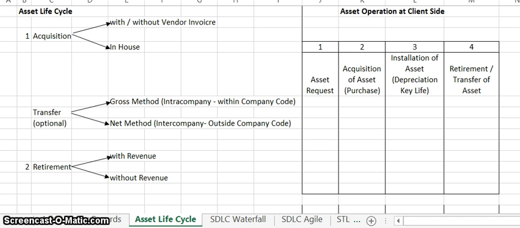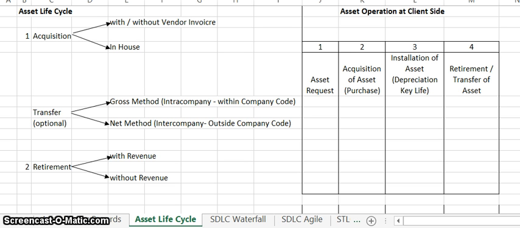The third step would be installation of the asset, and that's where you would set up the depreciation life cycle. And the fourth step would be retirement or transfer of the asset. That means either you would sell the asset, scrap the asset, or you could transfer that asset to somewhere else within the company. So those are the four steps of the asset operation at the client side.